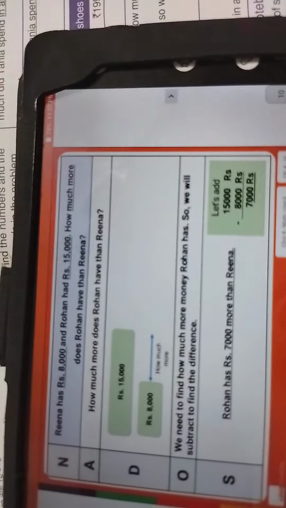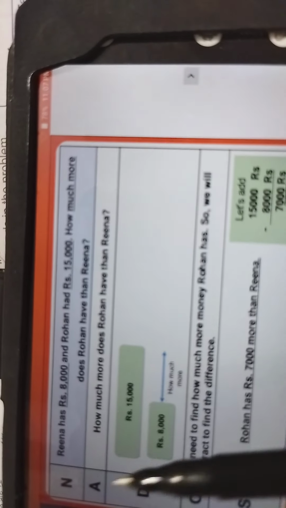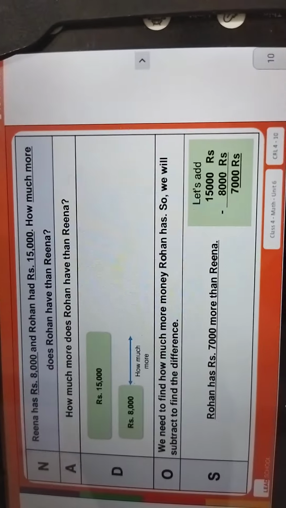So in that, first of all we have to find the numbers and keywords. So we write that Reena has rupees 8,000 and Rohan has rupees 15,000. So the numbers are 8,000 rupees and 15,000 rupees. "How much" is the keyword.